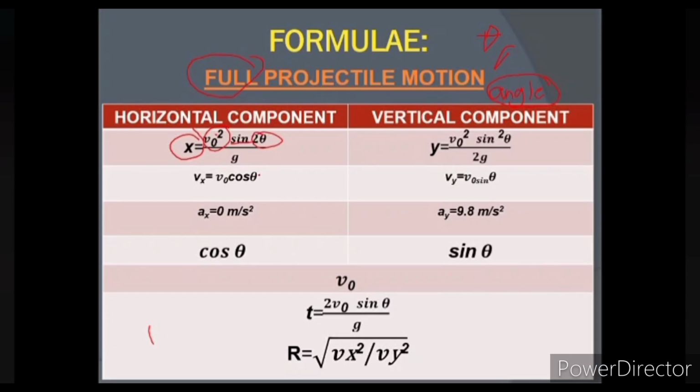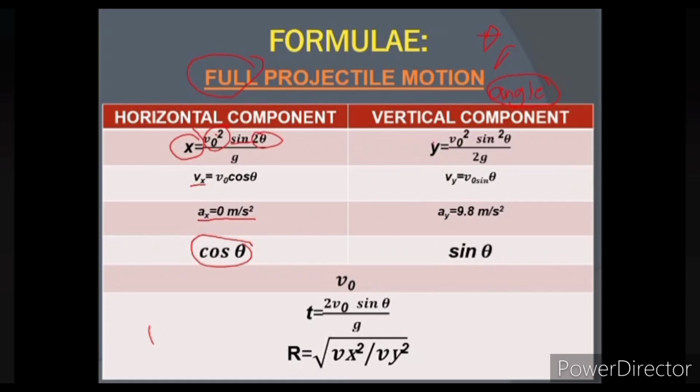If we're looking for the initial velocity for the horizontal component, we have your velocity times cosine theta. And then we have here the acceleration in the horizontal, which is the same as before. This is constant. It's still 0 meters per second squared. And then cosine theta for the horizontal.